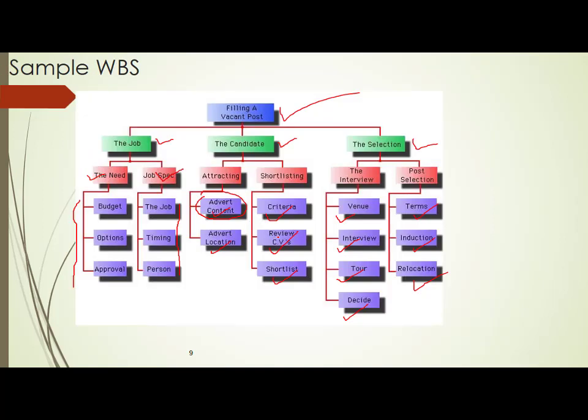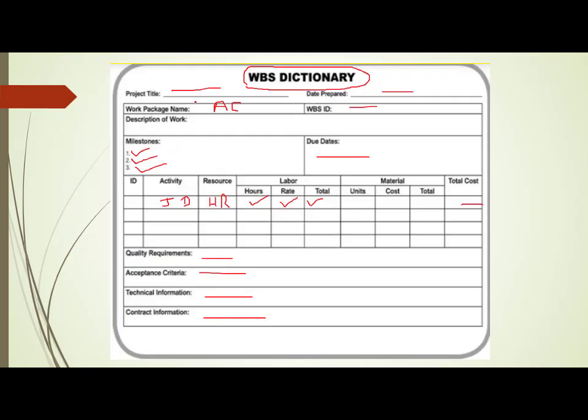So what does that mean? All these small work packages you see, budget, options, approval, job, timing, person, all this should have one entry in this particular dictionary, and this dictionary is called the WBS dictionary.